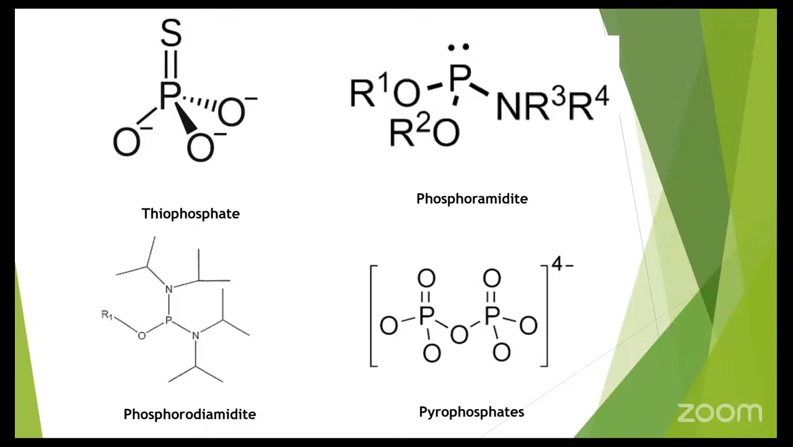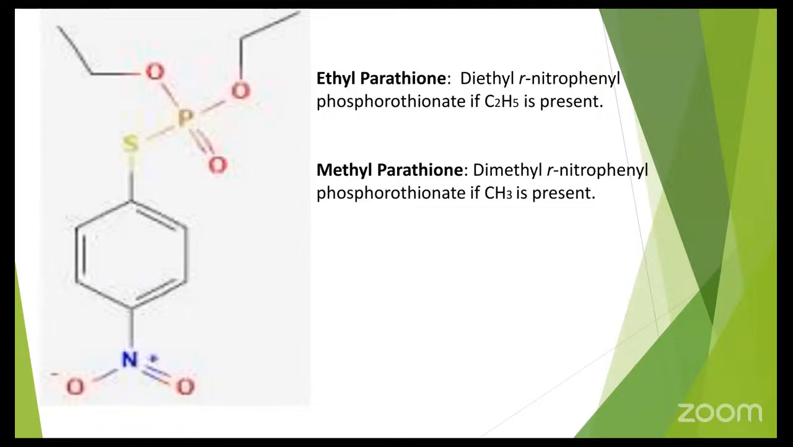And pyrophosphates: derivatives of pyrophosphoric acid are called pyrophosphates. So these are certain chemical structural forms, and then ethyl parathion and methyl parathion. So how do we distinguish these? This is the general structure of parathion. If the group attached to the oxygen atom is an ethyl group, then it is called ethyl parathion. If a methyl group is present in that position, then it is called methyl parathion.